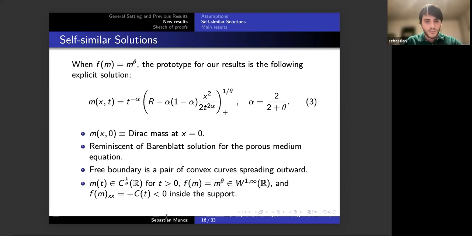Okay, so we have this explicit solution, and this solution is kind of a prototype for our results, because much of what we found is that the general behavior is quite similar to what happens with this solution. And actually, some of our assumptions themselves are modeled by the behavior of the solution. So for example, this idea that the function f of m is Lipschitz, we find it natural to assume that the initial density satisfies the same condition, which is that f of m zero is Lipschitz.